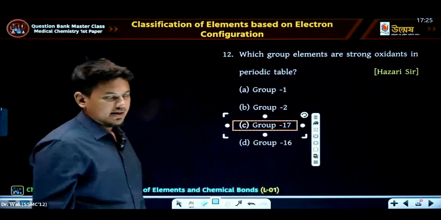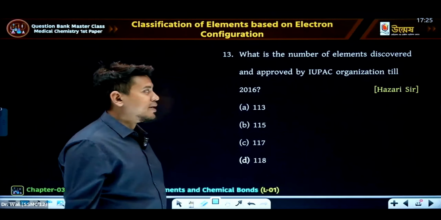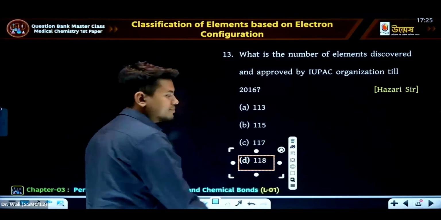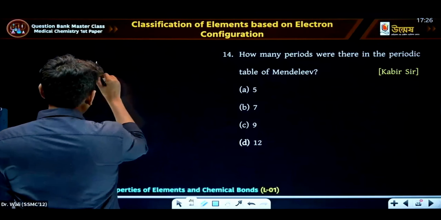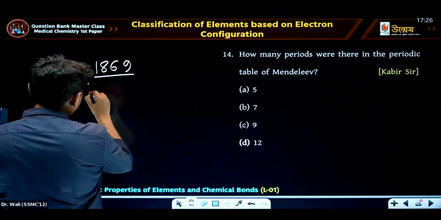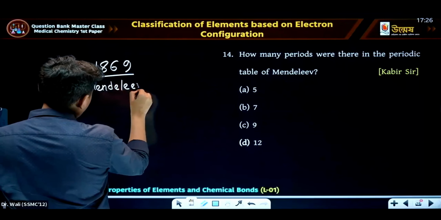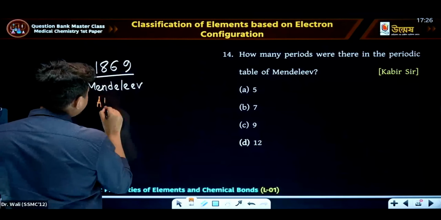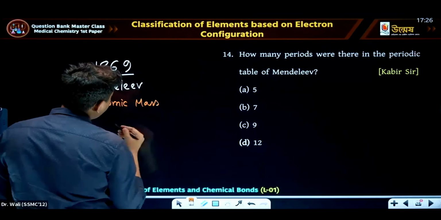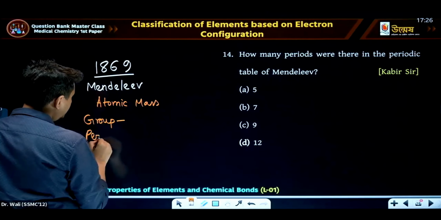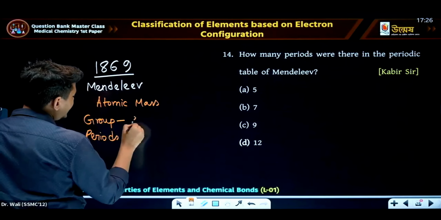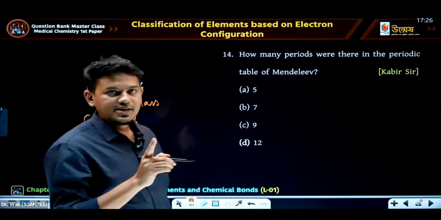We have already answered a similar question earlier. What is the number of elements discovered and approved by the IUPAC organization till 2016? The answer is very simple. It's 118. How many periods were there in the periodic table of Mendeleev? It is interesting. We know in 1869, Mendeleev, father of the periodic table, proposed a table on the basis of atomic mass. On the basis of atomic mass, he formulated a table possessing 12 periods and 8 groups.